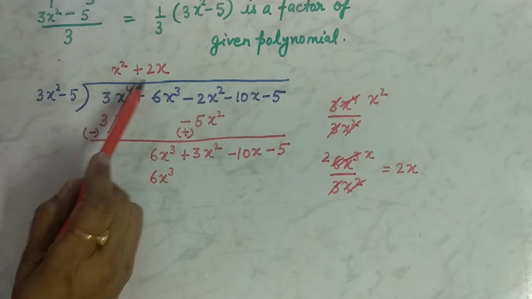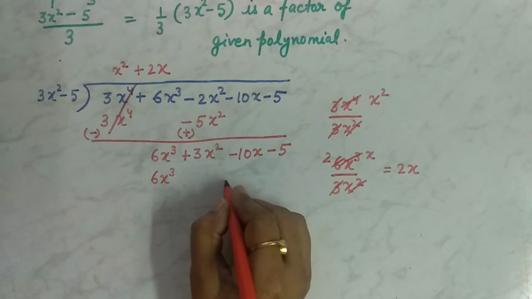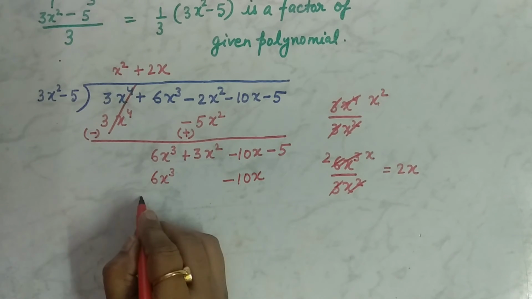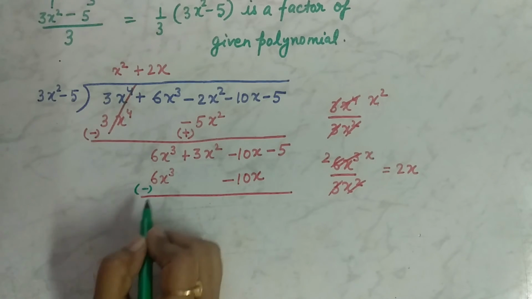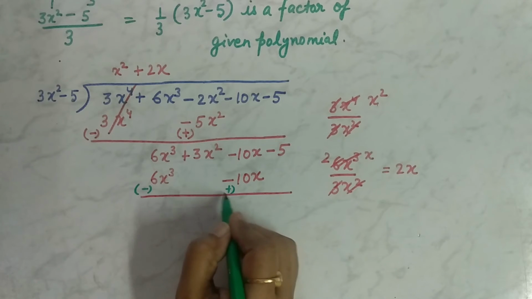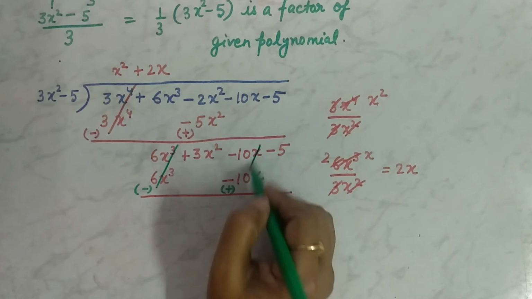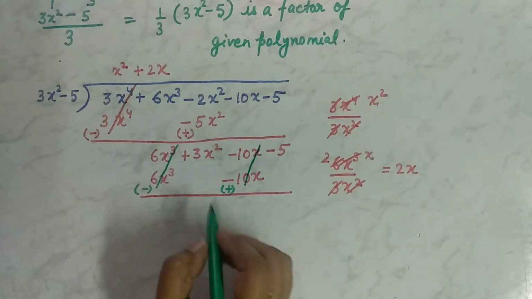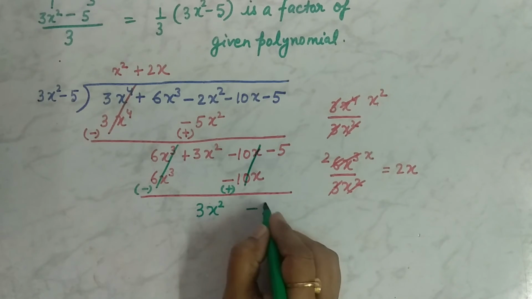Now I multiply 2x into 5. So you will get 5 into 2, it means minus 10x. So I write minus 10x below the minus 10x. Now I will change the sign. Why will I change the sign? Because I am subtracting. So it will become minus. And this minus sign will become plus. So 6x cube and minus 6x cube will be cancelled out, and minus 10x plus 10x will be cancelled out. So what will I get? I will get 3x square. And this minus 5 is remaining. So I write here minus 5.